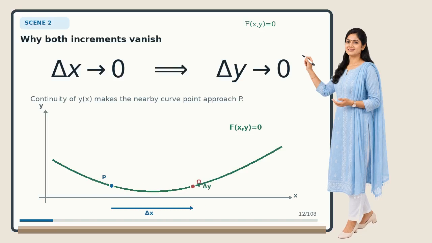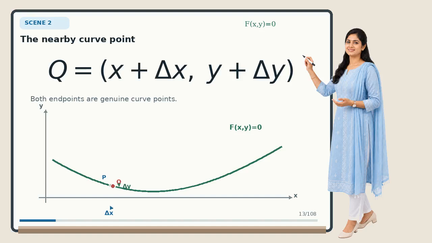As delta x tends to 0, x plus delta x tends to x. Because the local function y of x is continuous, y of x plus delta x tends to y of x, hence delta y also tends to 0. The nearby point Q has coordinates x plus delta x, y plus delta y. Both P and Q lie on the same implicit curve.